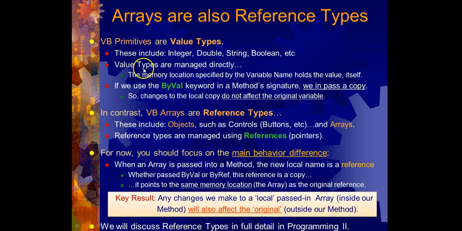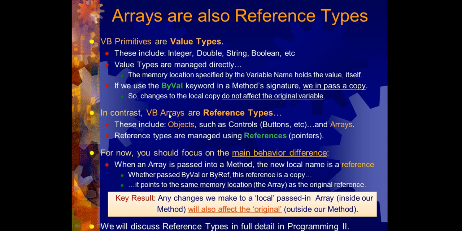So we're going to talk about something called value types versus reference types. But he does say that they go into the details of this in programming too, so we won't go into the details here. So anyway, value types and reference types. So what are we talking about? So first of all, we distinguish between primitives and arrays, right? We already said that.